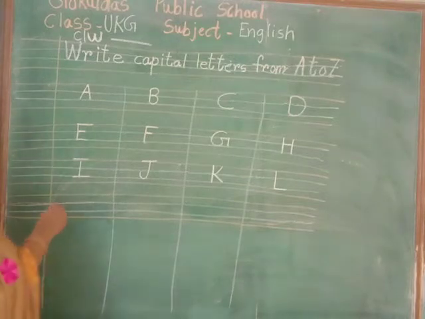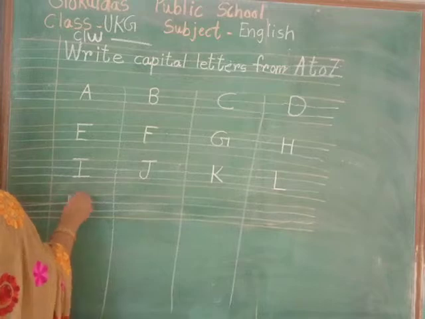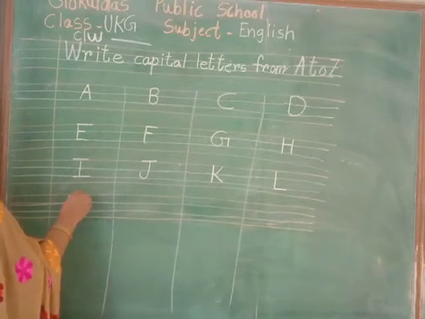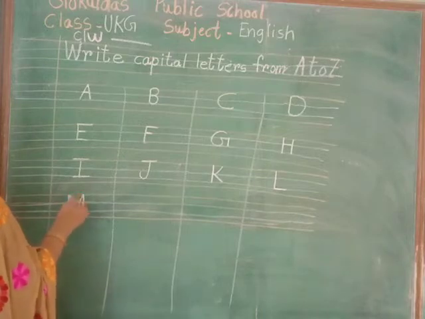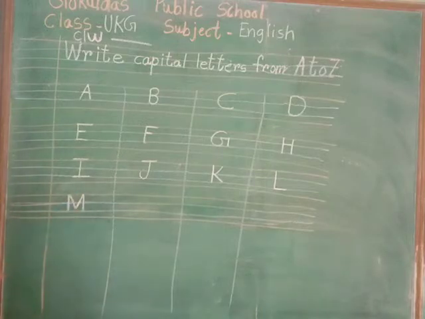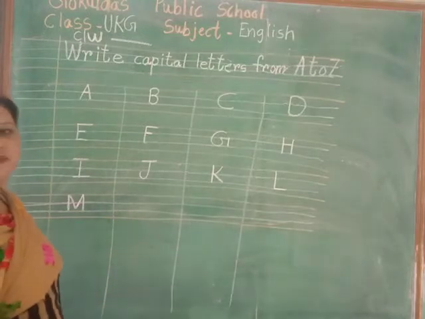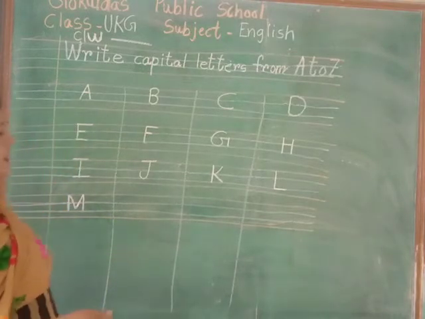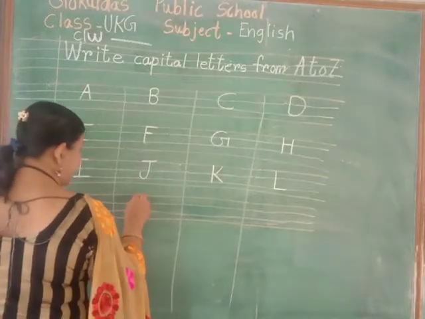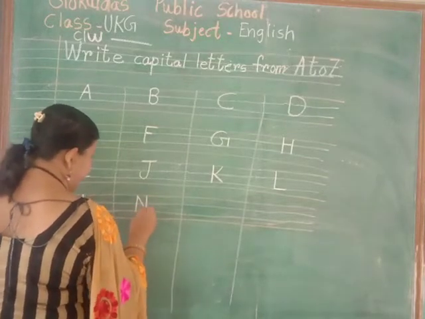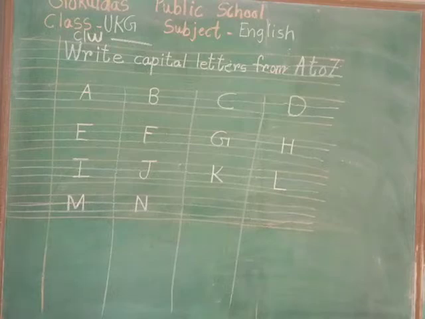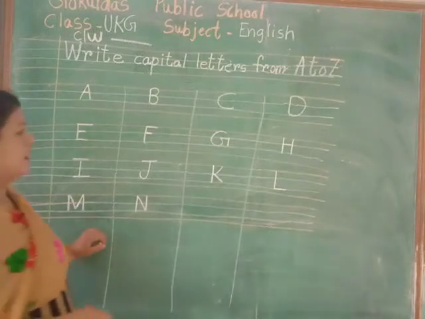The next, M. M, write like this. Touch the up and down also. Done. M. After M, which letter will come? N. Which letter will come? N. Right here, N. Done this.